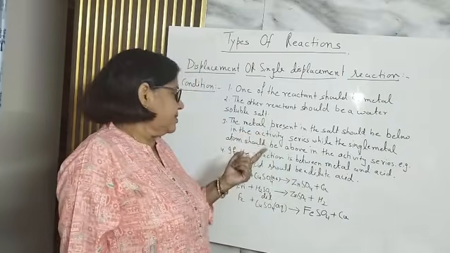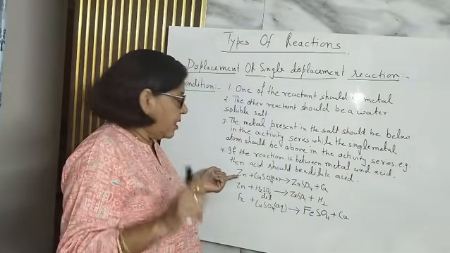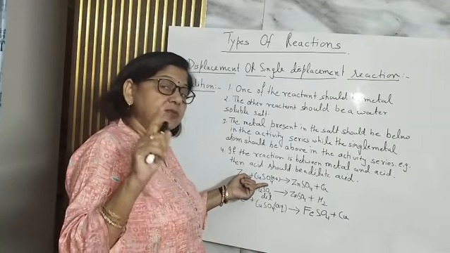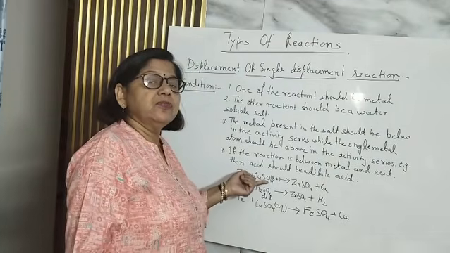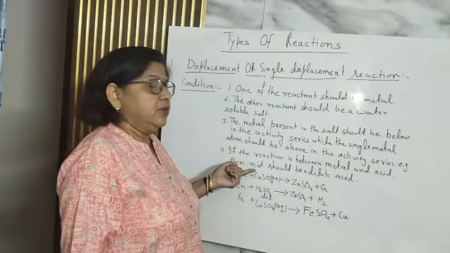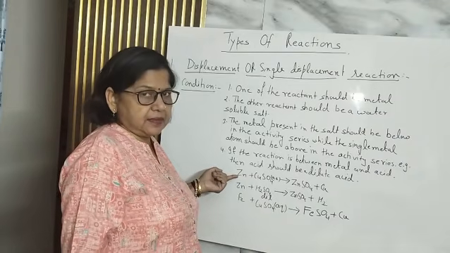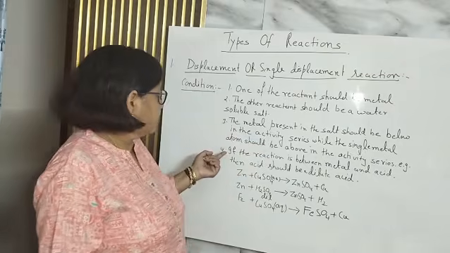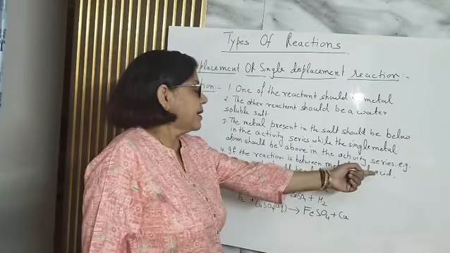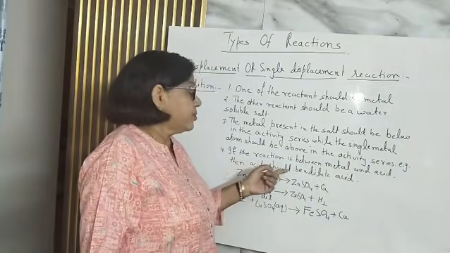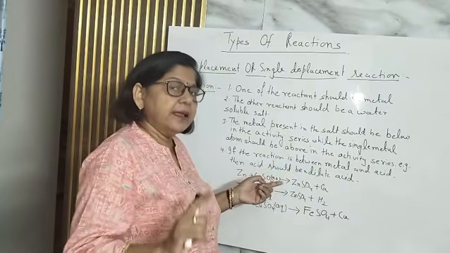Right? So what is there? One metal is there, and another one is in the water soluble salt solution, and the metal present in the salt solution is below the metal which is independent as a reactant. Fine. Now the last condition is, if the reaction is between a metal and an acid, then the acid should be a dilute acid. Point to be noted. The acid should be a dilute acid.